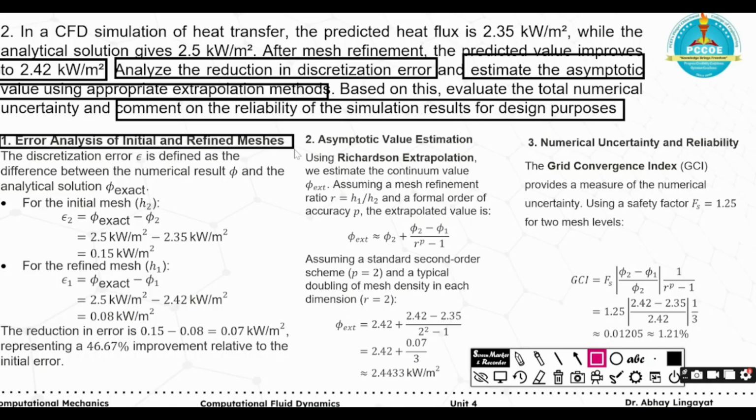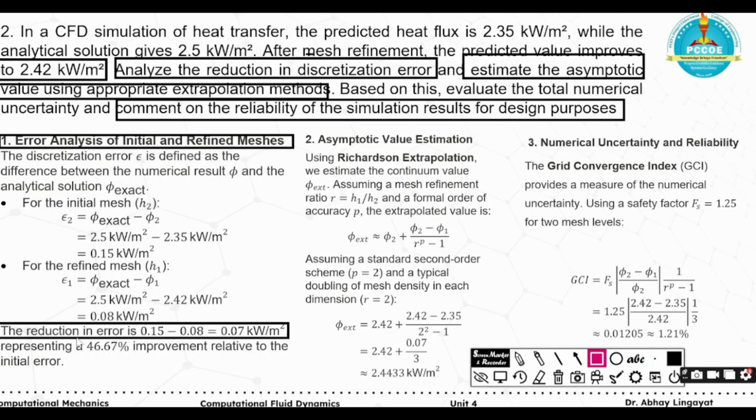For the initial mesh, E2 equals phi exact minus phi2, which gives 2.5 minus 2.35 equals 0.15. For the refined mesh, phi exact minus phi1, so 2.5 minus 2.42 gives 0.08 kilowatt per meter square deviation from the exact analytical result. So the error reduced from 0.15 to 0.08, which shows the improvement after mesh refinement, right?